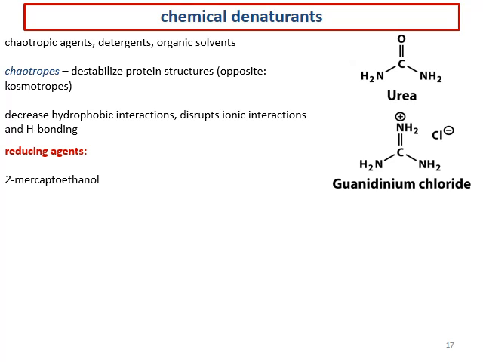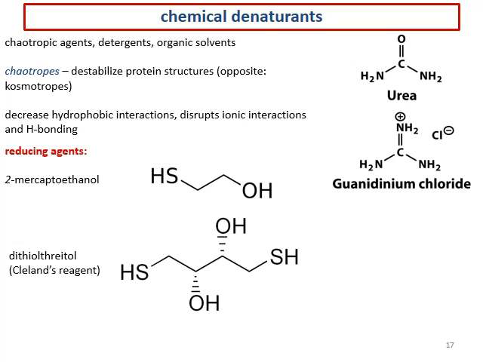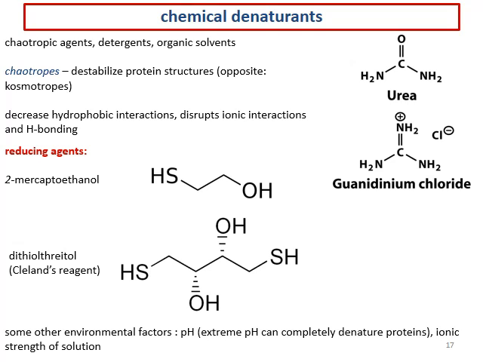In the class of chemical denaturants, there's also reducing agents, and these are things like 2-mercaptoethanol, and sometimes that's called beta-mercaptoethanol, and dithiothreitol, sometimes that's called Cleland's reagent. And what these do is they reduce disulfide bonds in proteins. So if you have a disulfide bond occurring between two cysteines in a peptide, 2-mercaptoethanol or dithiothreitol will reduce that disulfide bond and leave behind free sulfhydryls on the protein structure.